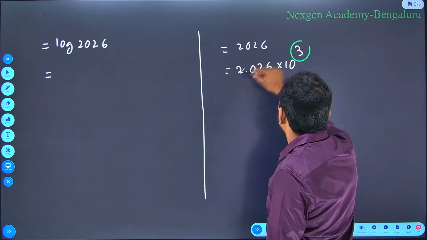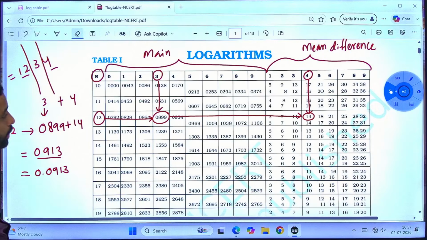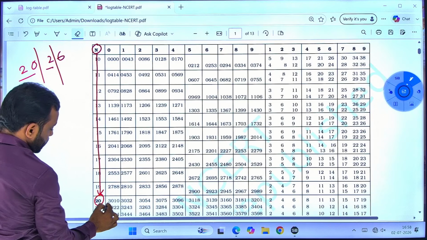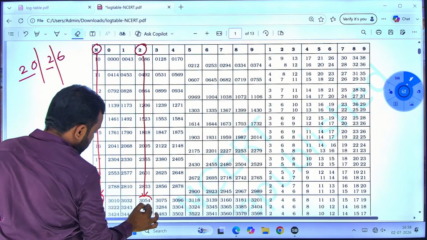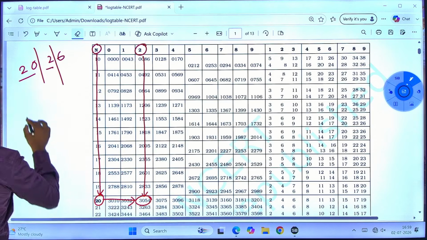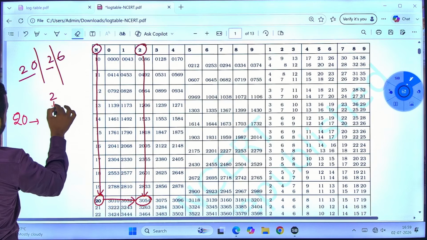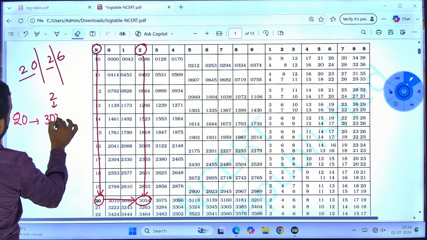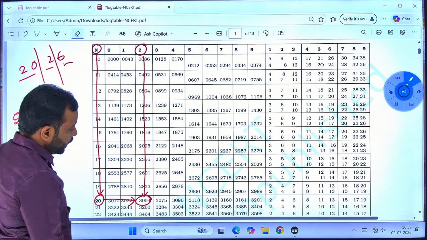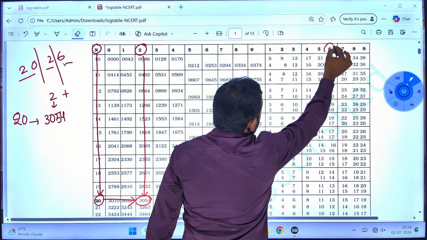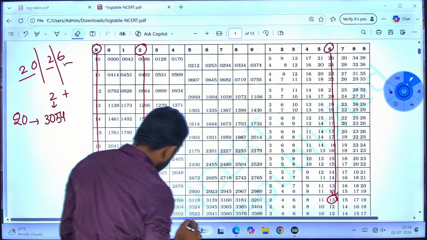So what is the characteristic here? 3. You take it. How to find the mantissa? Again go back to the table. 20 under 2. What is there here? 3054. 20 under 2 is 3054. Next, the mean difference. This is the mean difference, right? So the mean difference for 6 is this. Now verify.